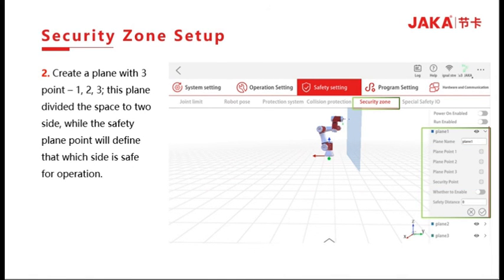With setting the plane point 1 to 3, the plane is divided in 2 sides. And the security point will define each side is safe for operation.